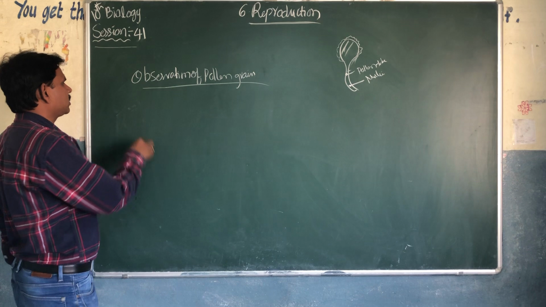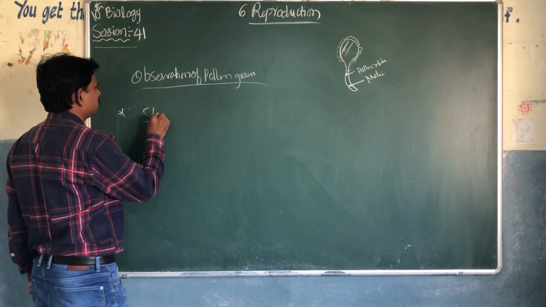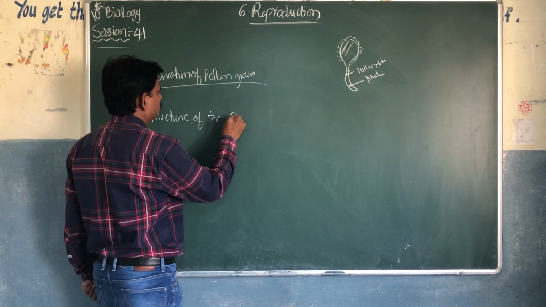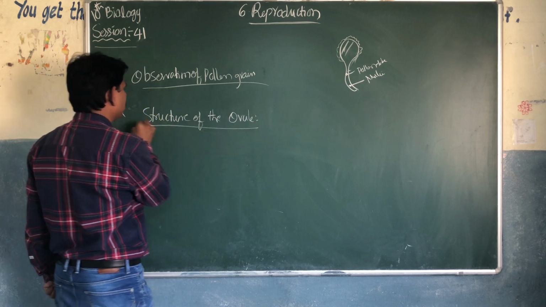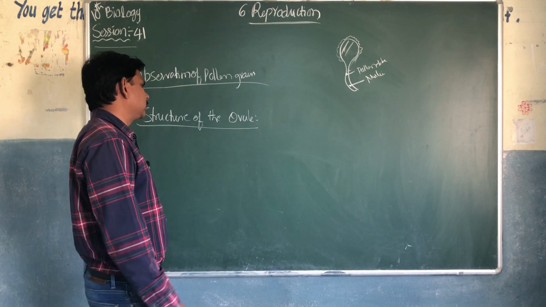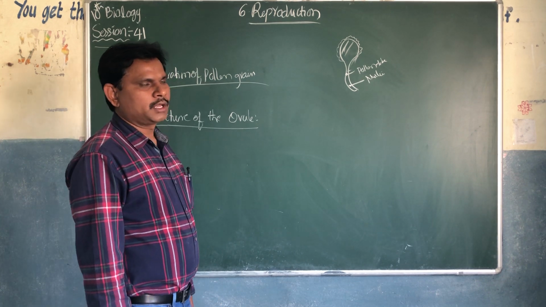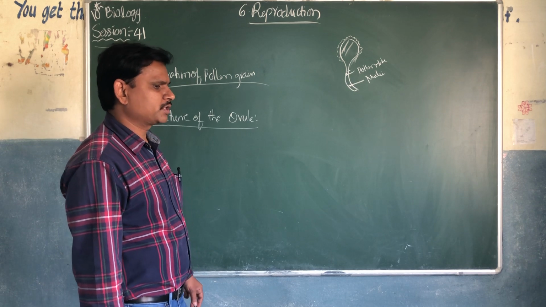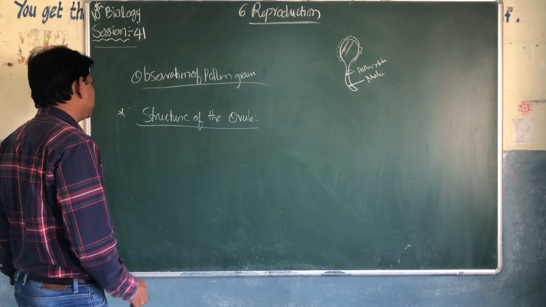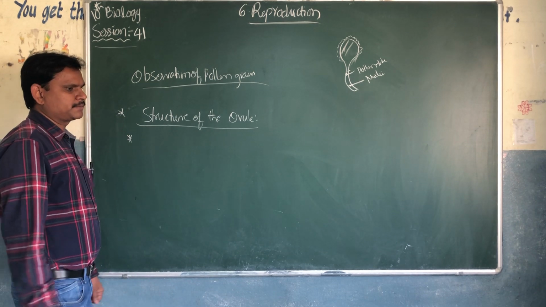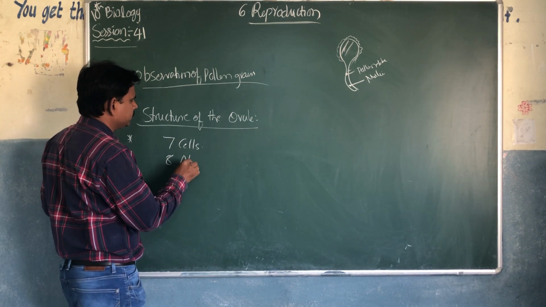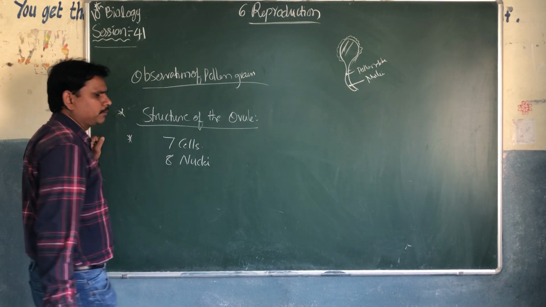Next is the structure of the ovule. The ovule is located in the ovary. The ovary is the female part, called the gynoecium. In the embryo sac we can see there are 7 cells and 8 nuclei present.